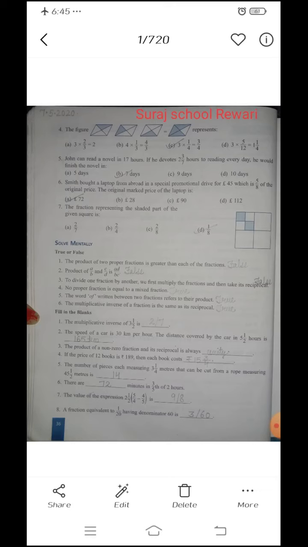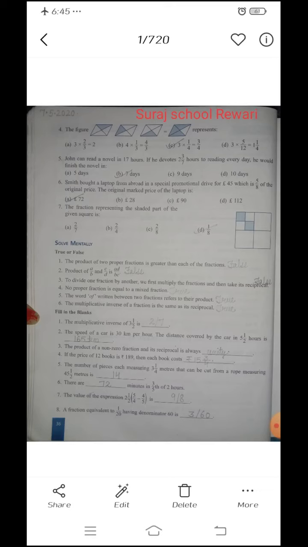Fourth question: no proper fraction is equal to a mixed fraction. This is true. Okay, fifth question: the word 'of' written between two fractions refers to their product. Of means multiply, and product is also a similar word. So this is true. Okay, sixth: the multiplicative inverse of a fraction is the same as its reciprocal. Yes, multiplicative inverse means reciprocal. It means this is true. Now fill in the blanks.